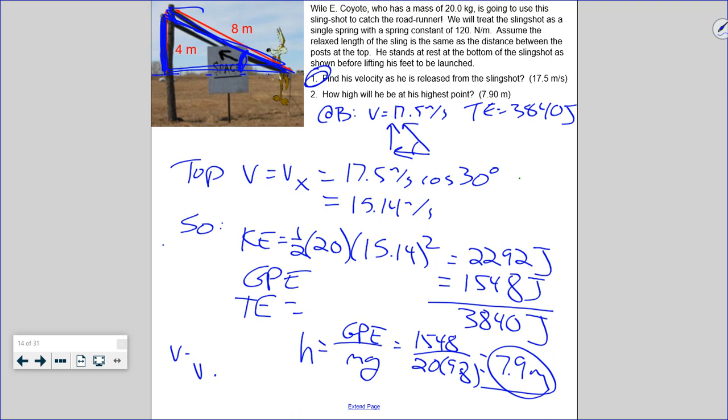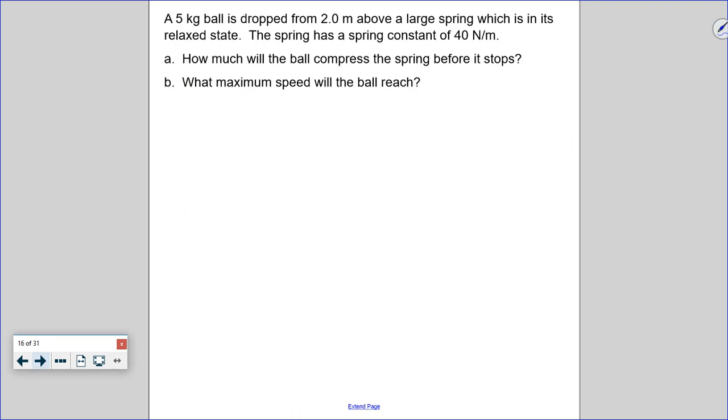Probably the next one would have been a very challenging honors problem. So let's run through it. In this next one, we've got a 5-kilogram ball. It's going to be dropped from 2 meters above a very large spring that's in its relaxed state. The spring has a spring constant of 40 newtons per meter. Part A wants to know how much the ball compresses the spring before it stops.